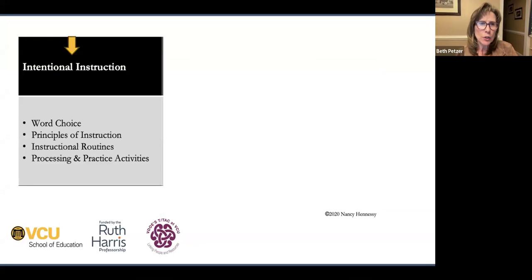So intentional instruction is, as I said, the focus of our presentation tonight. But before we get to the instructional routines, I want to briefly talk about word choice. First of all, we can't teach all the words. 90 words per week, as I mentioned earlier, is not realistic. For the average reader, many of those words will be learned through independent reading. Hennessy says, though, as far as teaching, it should be 10 to 15 words a week.